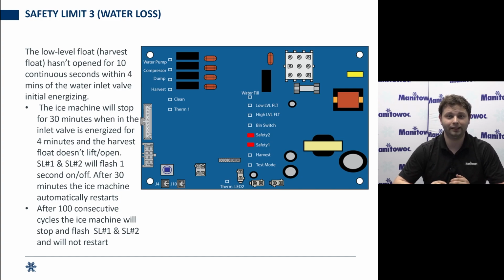If it happens again and again, it's looking for 100 consecutive cycles that this has happened. It'll then flash the SL1 and SL2 LEDs and will not restart after that 100th consecutive cycle. So again, the way this machine shows Safety Limit 3 is by flashing Safety Limit 1 and Safety Limit 2. 1 plus 2 equals 3. You can see that they'll flash at the same time. Just keep an eye out for that.